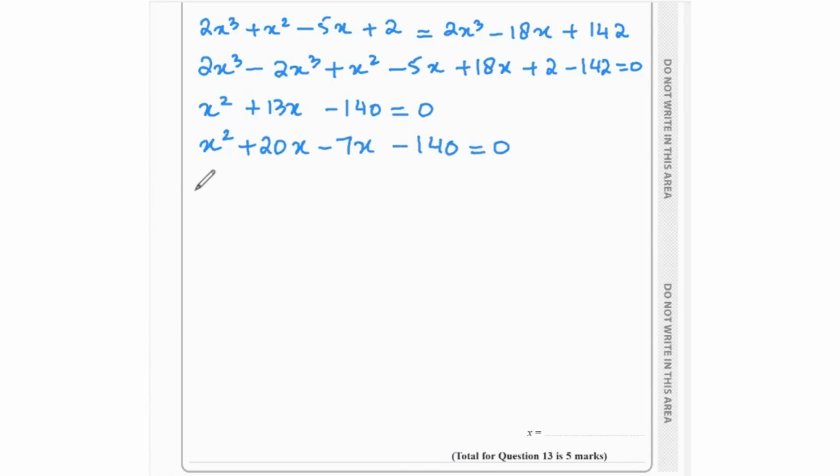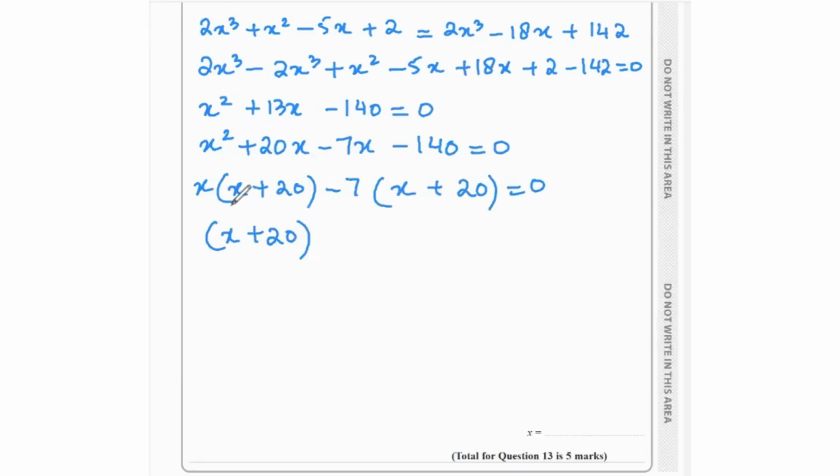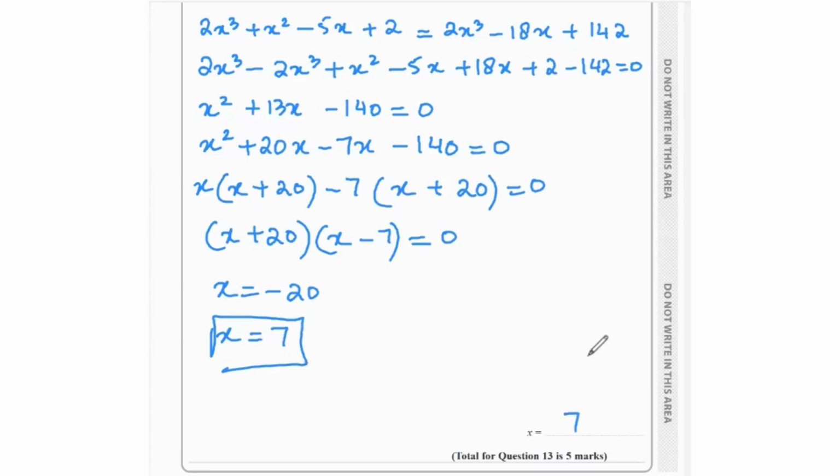So between x squared and 20x, we have x common. So x plus 20 in the bracket. And between 7x and 140, we have negative 7 common. So x plus 20 comes in the bracket. So x plus 20 is common between x and negative 7. So x minus 7 comes in the bracket over here. So x equals negative 20 and x equals 7. These are your values of x. Obviously, we're going to stick to 7 because your length cannot be negative. So negative 20 is not applicable.